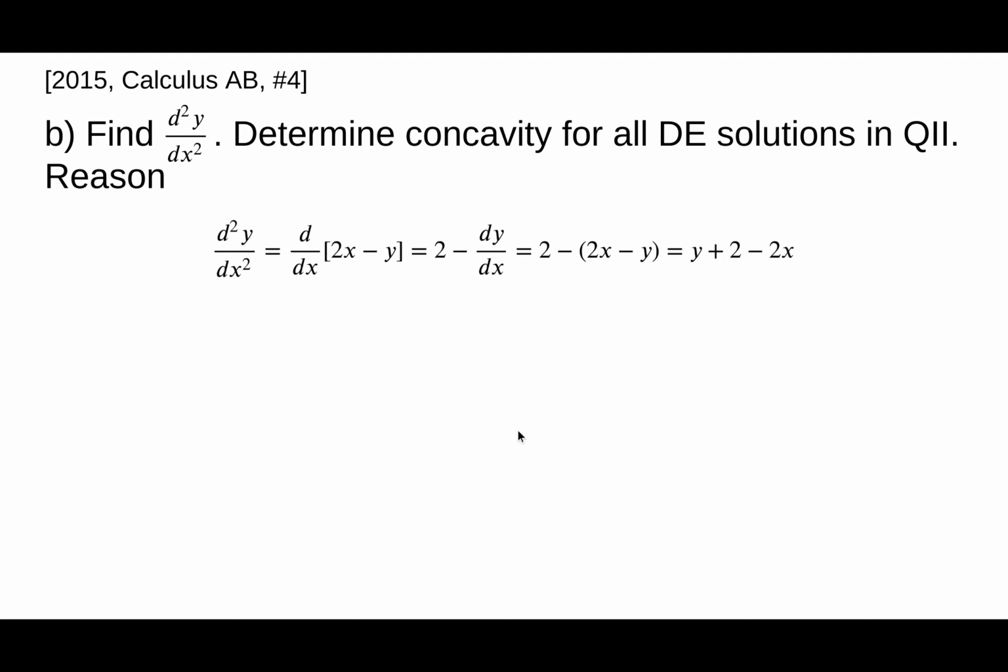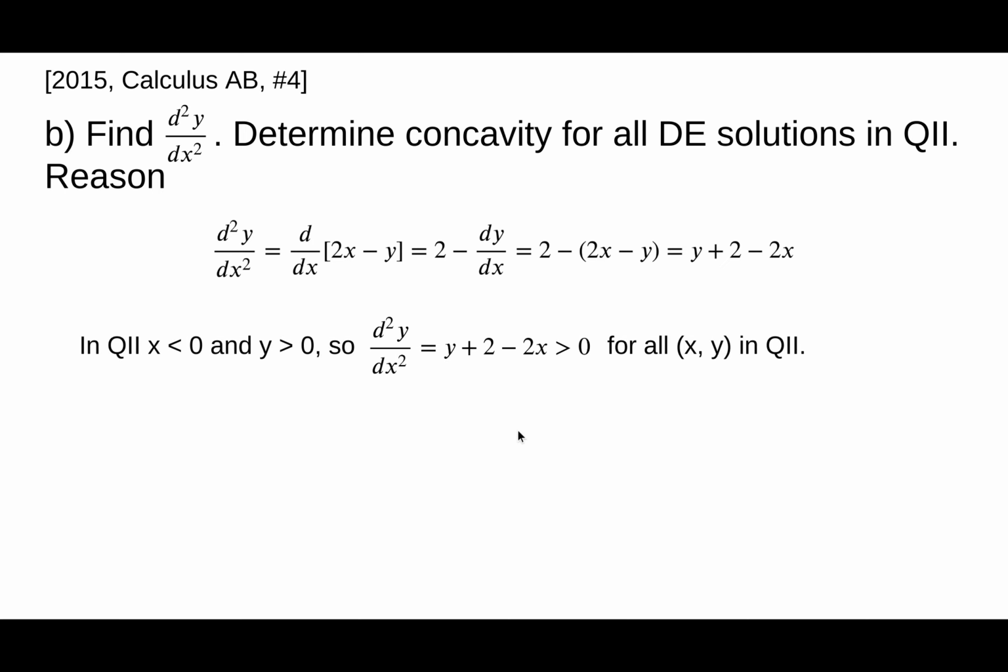We already have a rule for dy/dx. It's 2x minus y. So the second derivative is just 2 minus (2x minus y), which is y plus 2 minus 2x, or however you want to write it, as long as it's correct. There's a number of forms you could have here.